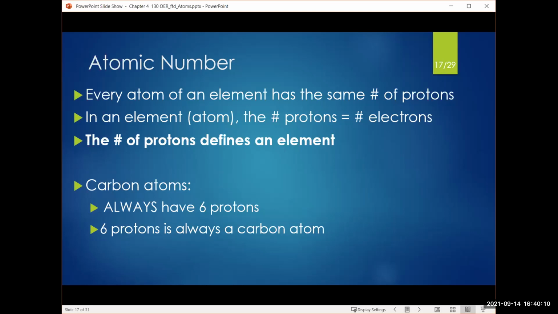Carbon always has 6 protons, always, no matter what form it is. You know, we have carbon dioxide. It's carbon that has 6 protons. Or we can have a carbon situated in the form of maybe a fatty acid or a sugar. That is still carbon with 6 protons, just in a different form.